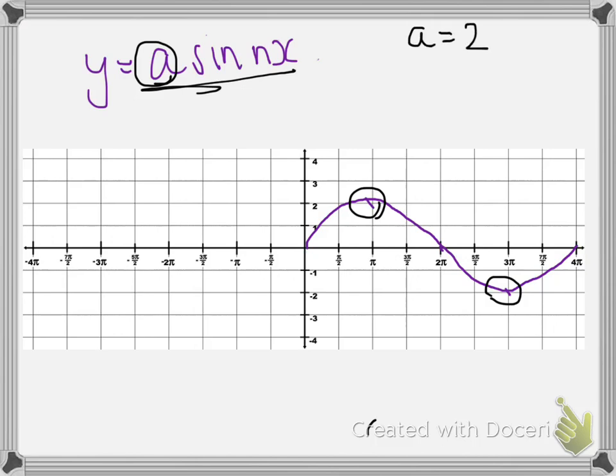Now let's have a look at what n might be. N is related to the period. And if we look at the period of this graph, it starts there at the origin and goes over to 4 pi. The period equals 4 pi. So we might go into the next page with a bit more room and we'll work out what n will be.